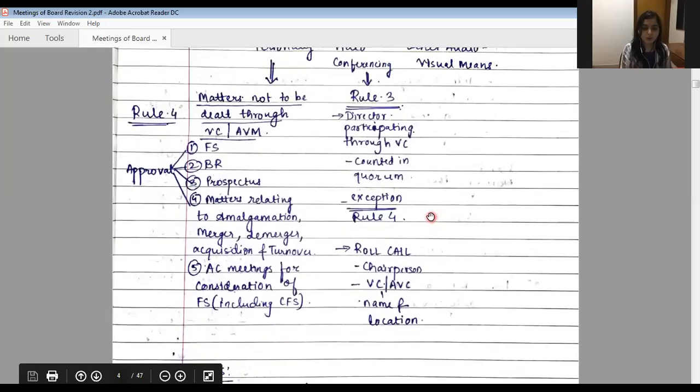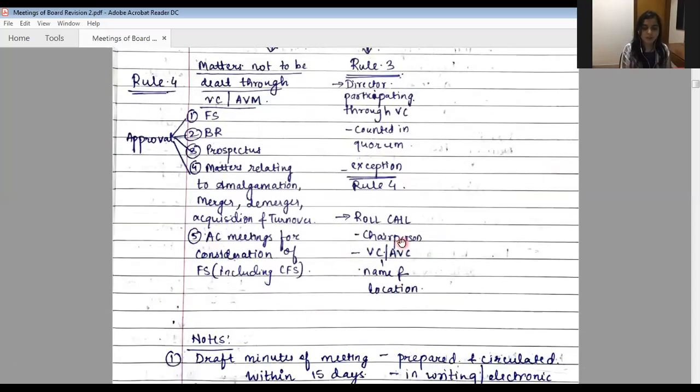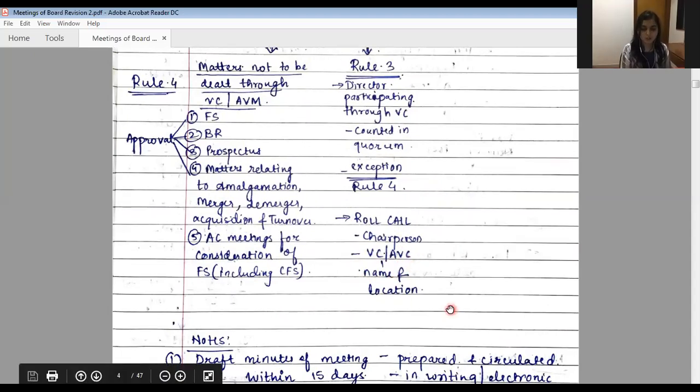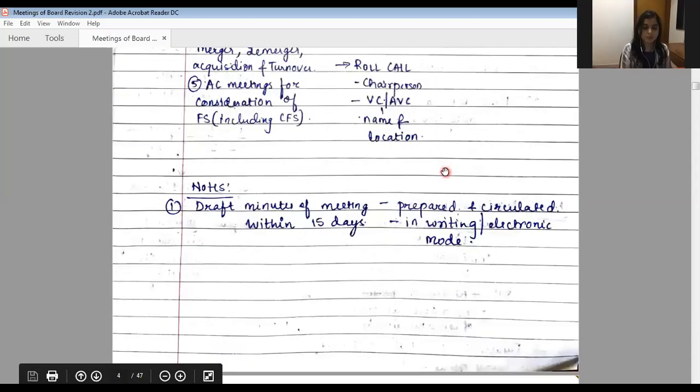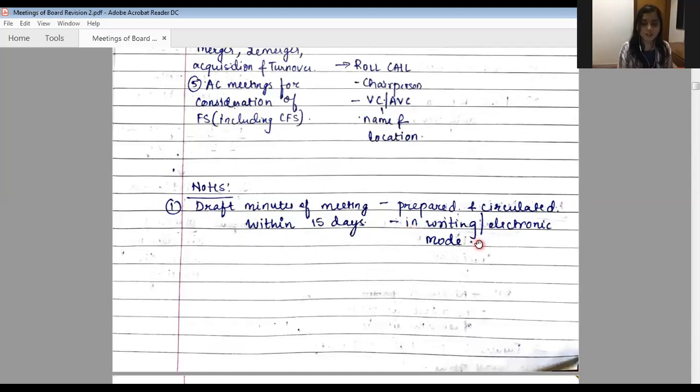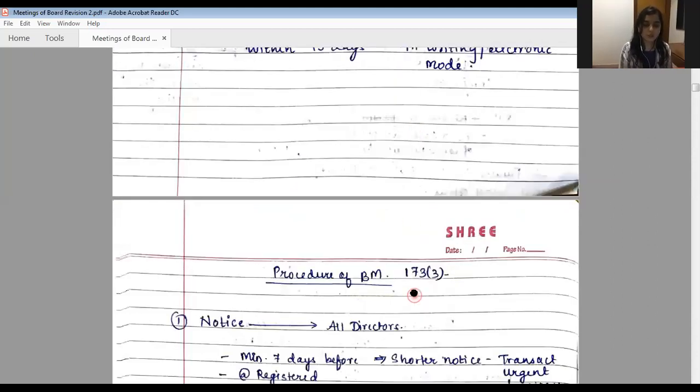The next point states that a chairperson shall take the roll call of the directors participating through video conferencing or audiovisual means, stating the name and location of the director. Then the next point is that the draft minutes of the meeting shall be prepared and circulated within 15 days in writing or in electronic mode.